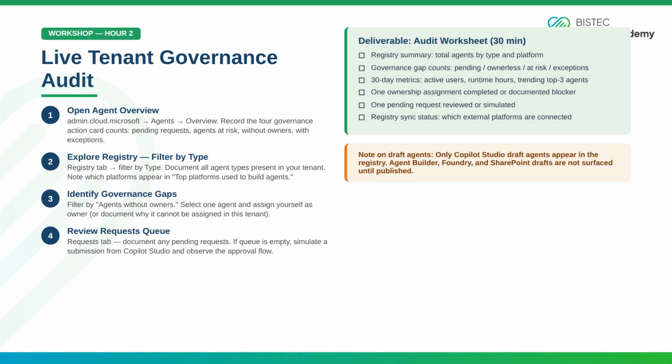This is your practical exercise for Hour 2. You have 30 minutes to run a live governance audit in your own developer tenant using everything covered so far. Step 1. Open the Agent Overview at Admin Cloud Microsoft, navigate to Agents, then Overview. Record the 4 governance action card counts of pending requests, agents at risk, agents without owners, agents with exceptions. These 4 numbers are your governance baseline.